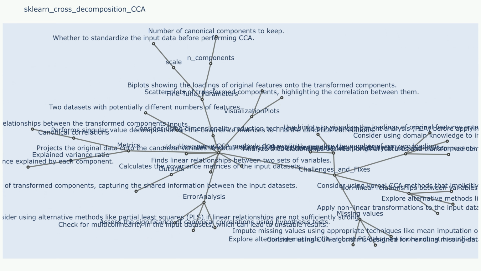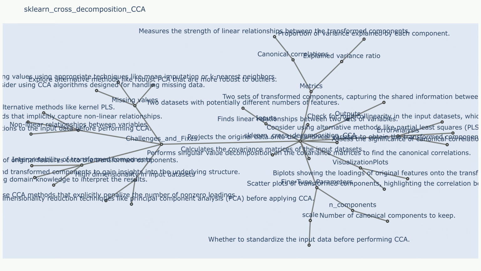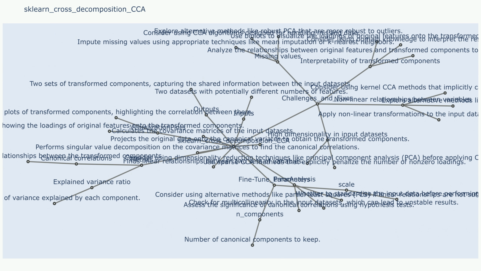Output 2: explain in detail the correlation coefficients, also known as canonical correlations, between the corresponding canonical variables, indicating the strength of the relationships between the data sets. Step 1: explain in detail the CCA algorithm finds a set of linear transformations for each input data set. These transformations aim to project the data into lower dimensional spaces, where the canonical variables, linear combinations of the original features, maximize the correlation between the two projected data sets.